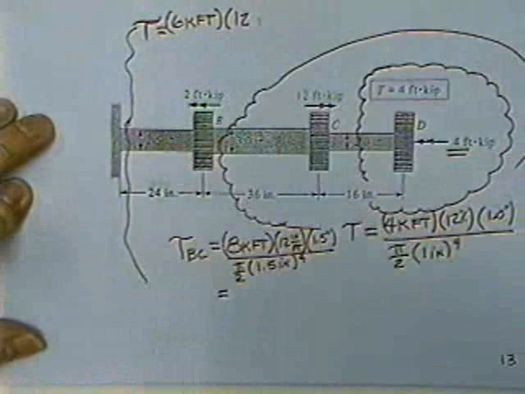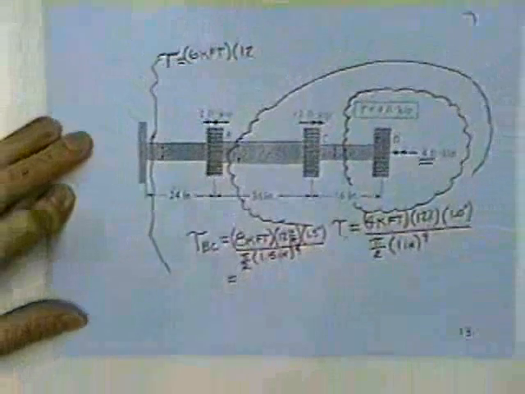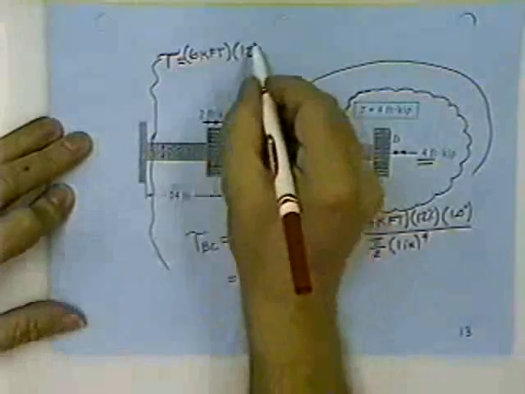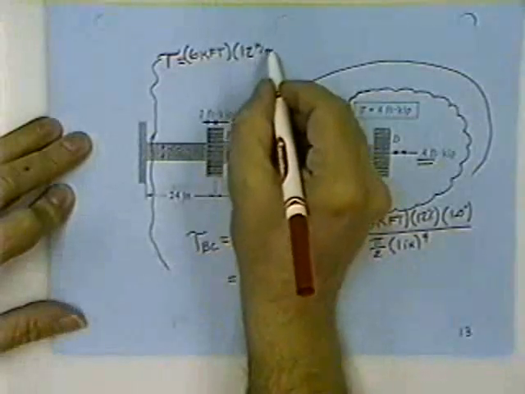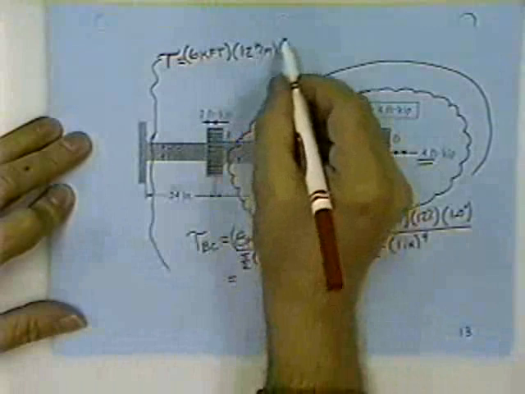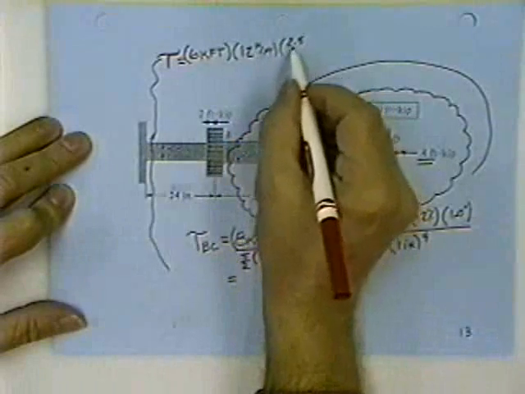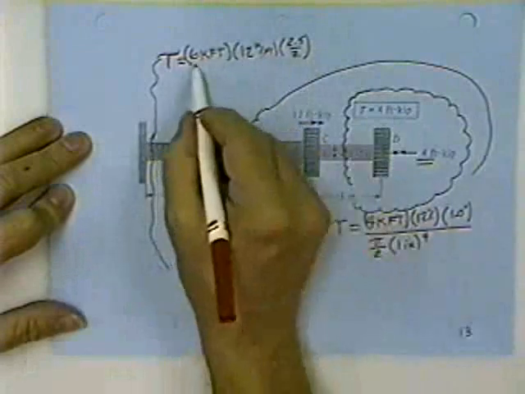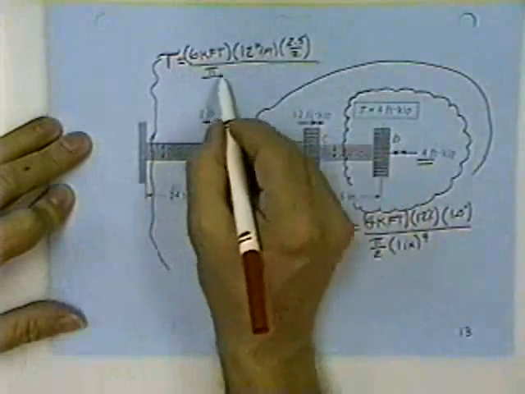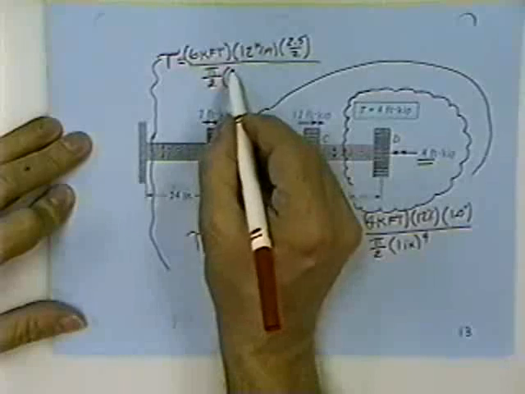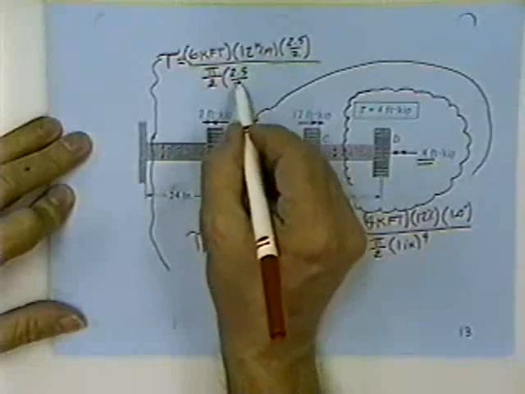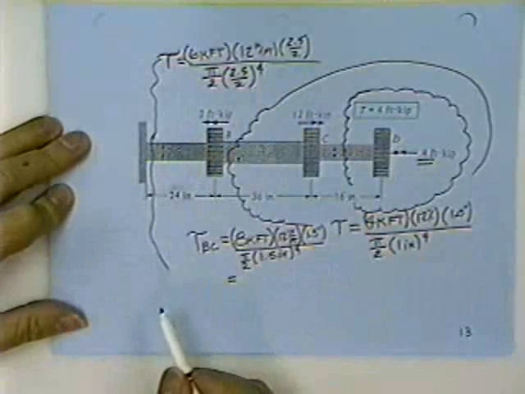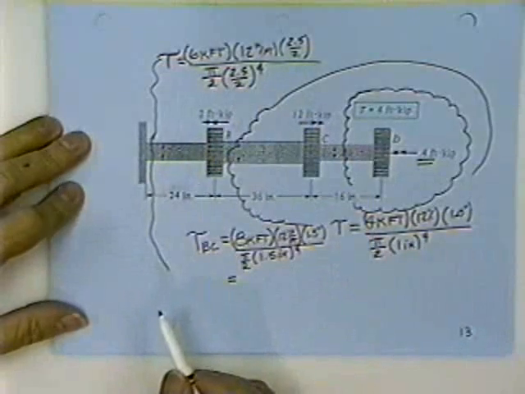6 kip feet times 12 inches in a foot times C, 2.5 over 2, divided by pi over 2 times 2.5 cut in half to the 4th power. And I got the shear stress in the shaft.